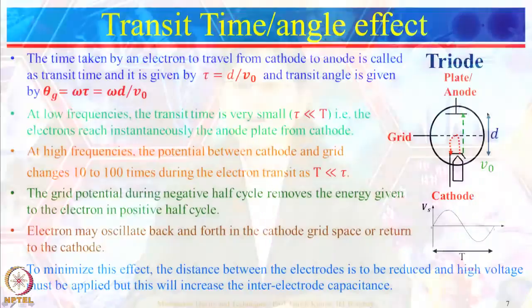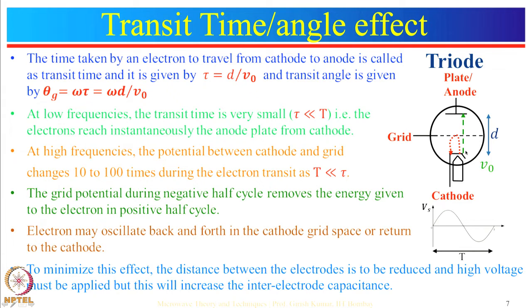Now, what is a transit time? The transit time of an electron is the time taken by an electron to travel from cathode to anode. Let us say for a triode, the distance between anode and cathode is d, and the average velocity of the electron is small v naught. Then the transit time will be distance divided by velocity. That means tau is equal to d divided by small v naught, and the transit angle will be theta g is equal to omega tau, which is equal to omega d divided by small v naught.